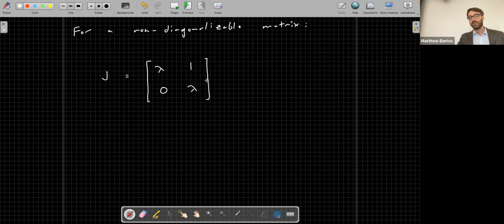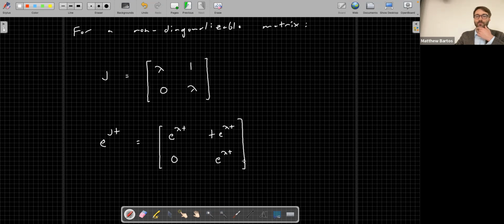So if you have a matrix like this, when you compute the exponential, e to the Jt, instead of having elements only along the diagonal, you'll end up with a matrix that looks like this: e to the lambda t, 0, t e to the lambda t, and e to the lambda t. Essentially, in the elements where you have these ones above the diagonal, you will end up with expressions that look like t times e to the lambda t.